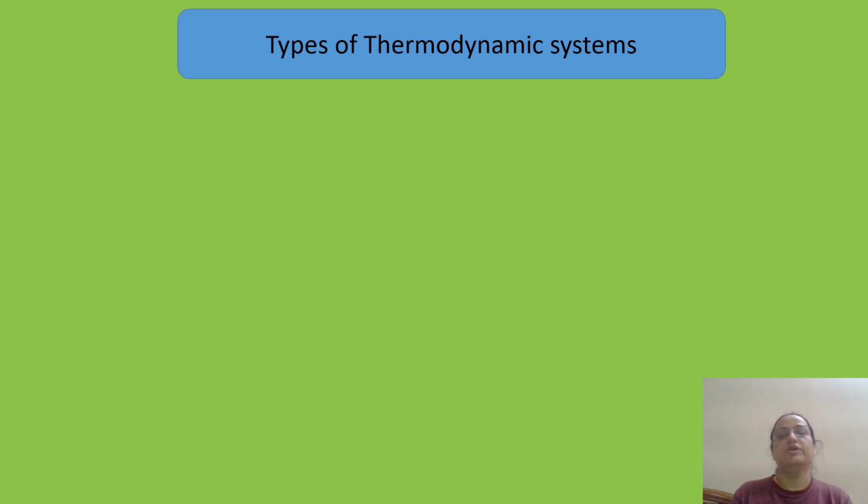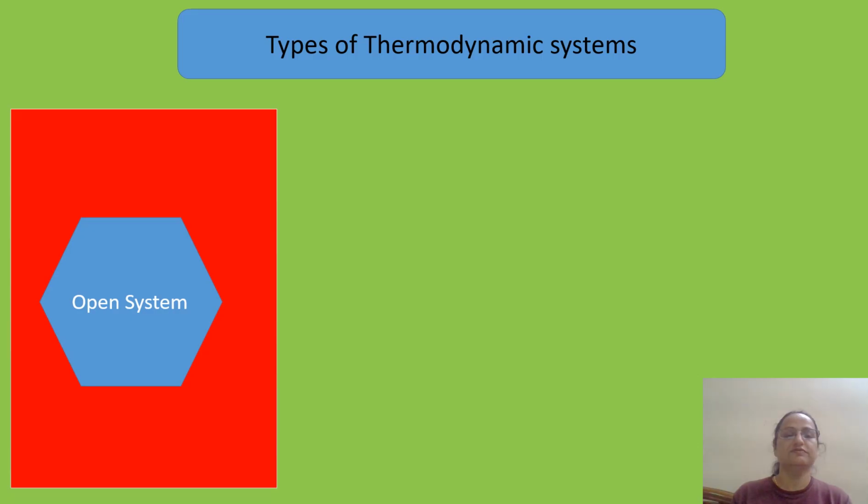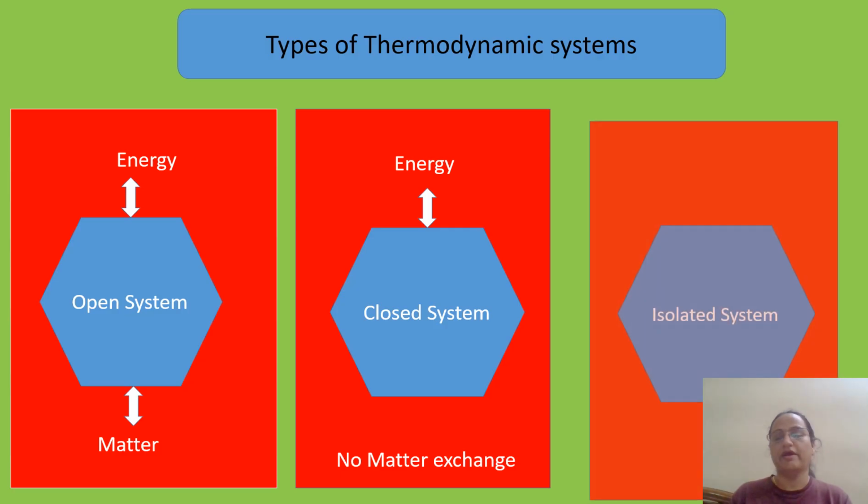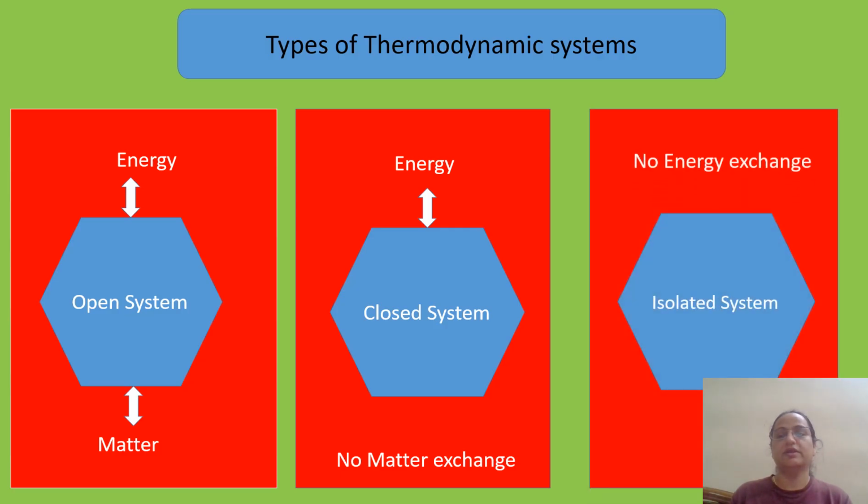Now comes the thermodynamic system and its types. So there are three types of thermodynamic systems that we study. First one is open system, a system that can exchange energy as well as matter with its surrounding. Then comes the closed system, a system that can exchange only energy but it cannot exchange matter with the surroundings. And finally, it is the isolated system that can neither exchange energy nor exchange matter with the surroundings.